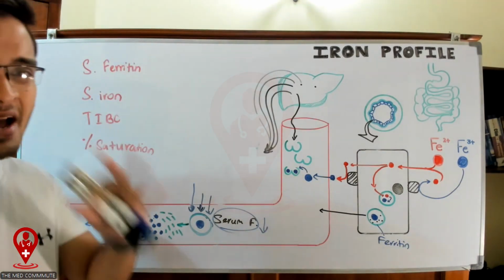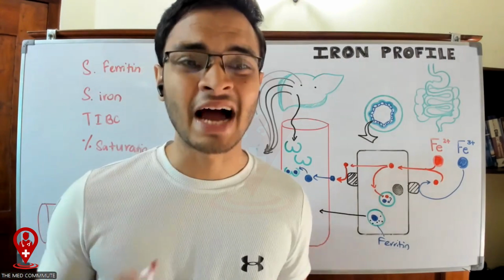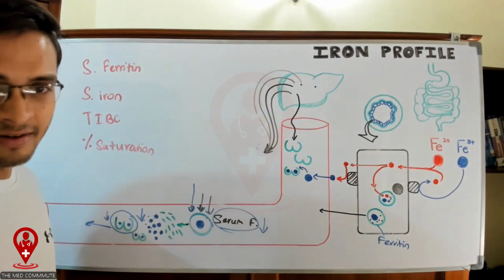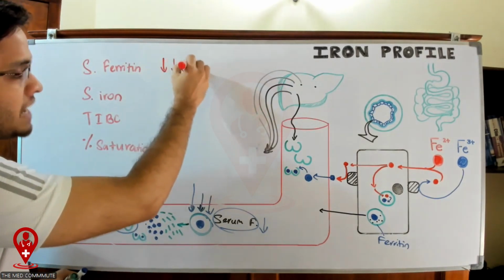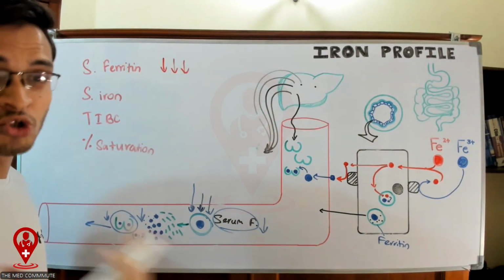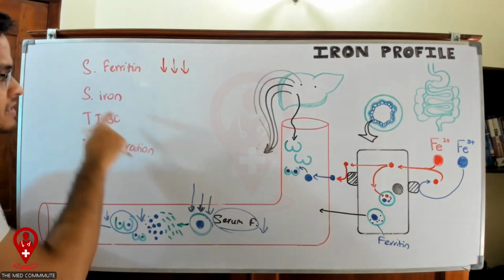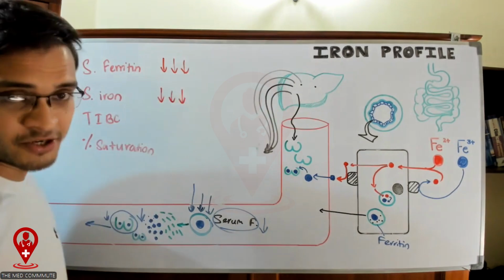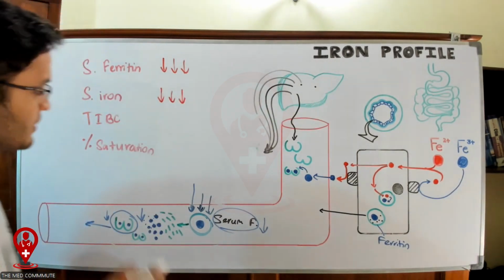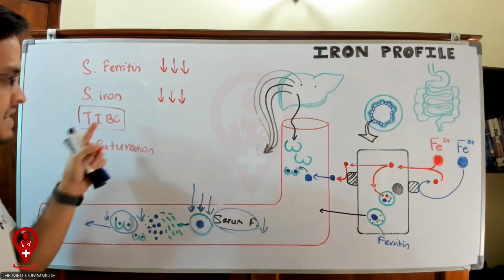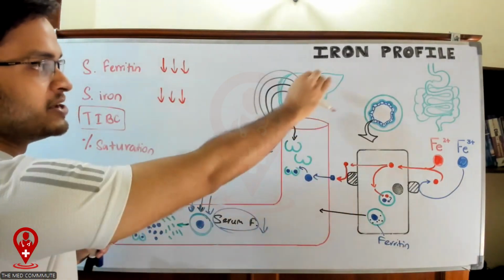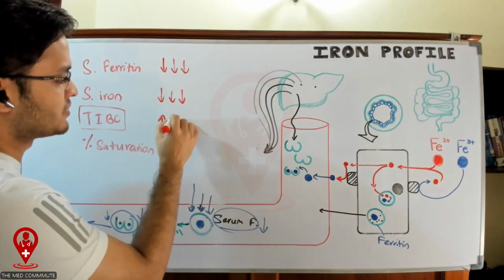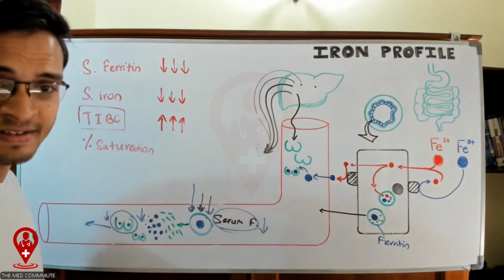So if we take an iron deficient patient, a patient with IDA or iron deficiency anemia, if we look at the serum ferritin, you will see it reduced. Now you all understand why, right? Because the stores are being depleted. The next thing, the serum iron, will again be reduced, right? The TIBC, the total iron binding capacity, due to the overproduction of transferrin by the liver, is going to increase in iron deficient patients, right?